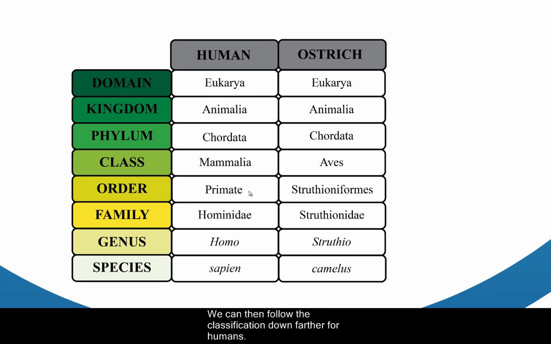We can then follow the classification down farther for humans. The order that we're in is the primates, and we are actually the brachiating mammals. Brachiating is a fancy word for being able to swing your arm all the way around in a circle. So if you're sitting at your computer, you can stretch and do this right now. And think about your dog and cat and a horse and a zebra and a walrus. None of them can swing their front arms around the way we can. So that's unique to primates.